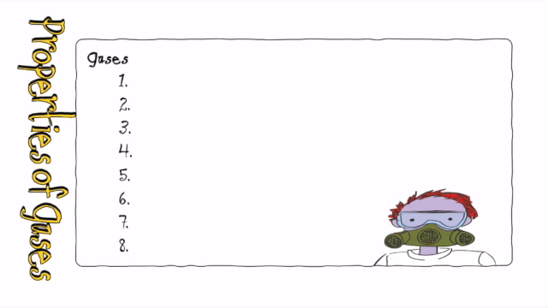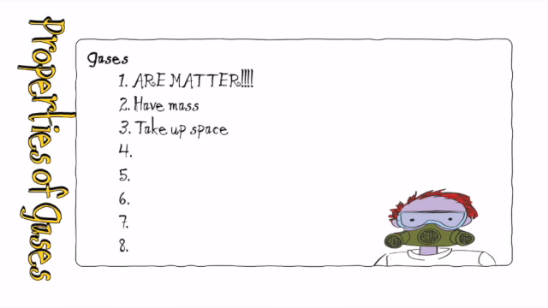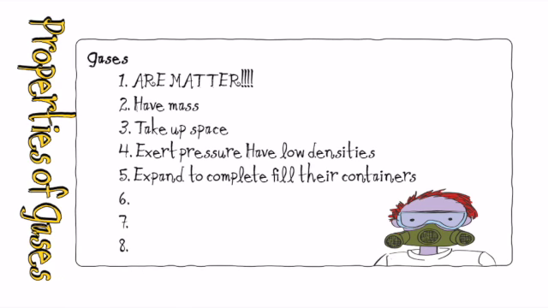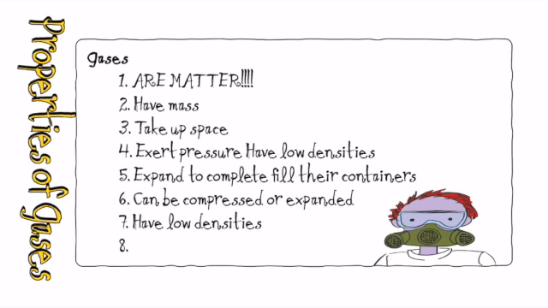Properties of gases. Gases are matter. They have mass. They take up space. They exert pressure. They expand to completely fill their containers. They can be compressed or expanded. They have low densities. And particles spread out or diffuse.